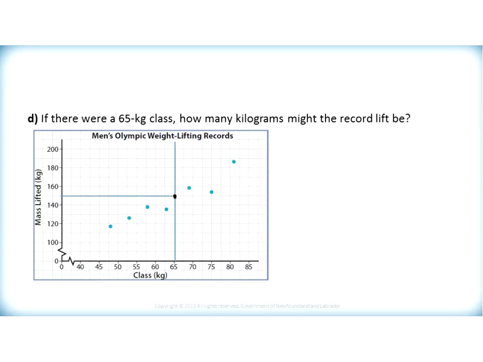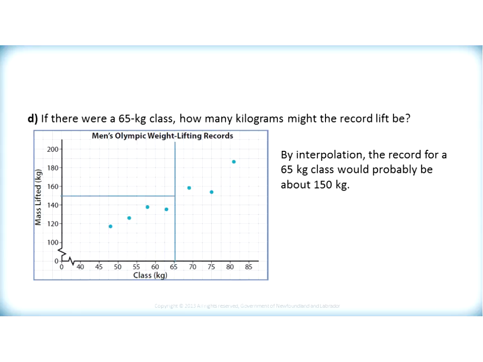That means that for a 65 kilogram class, based on the trend we see in our data, as the weight class of the lifters goes up, the mass lifted also goes up. So it appears that for a 65 kilogram class, the maximum weight, or the record mass lifted, should be about 150 kilograms. By interpolation, the record would be about 150 kilograms for the 65 kilogram class.